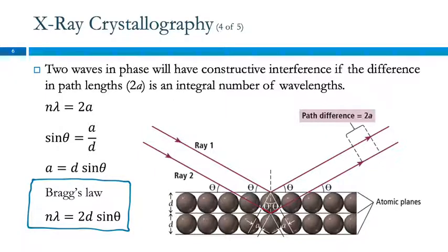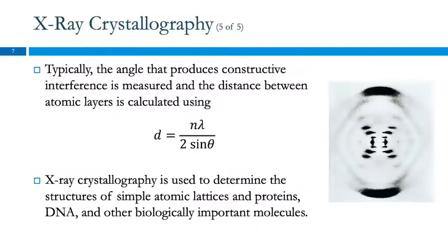So there could be a question on the exam that requires you to use this equation. It will be given to you. You don't have to memorize this equation. And you don't need to really understand where it came from, although now you've heard about it, so I feel like I've done my duty. So typically what happens is we measure the angle at which constructive interference is produced, and then we calculate the distance between the two layers using a rearranged form of Bragg's law.